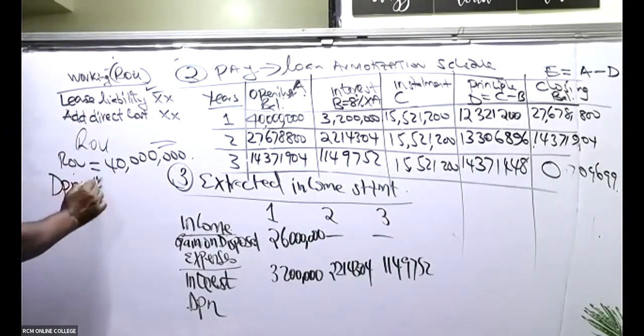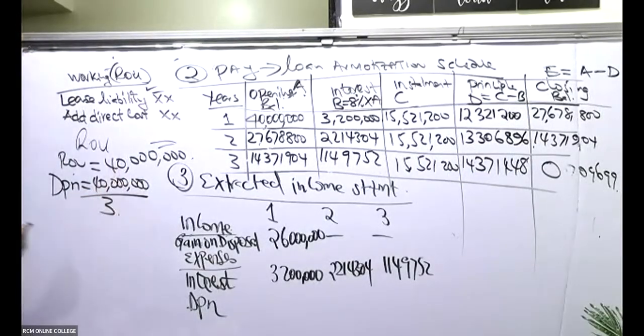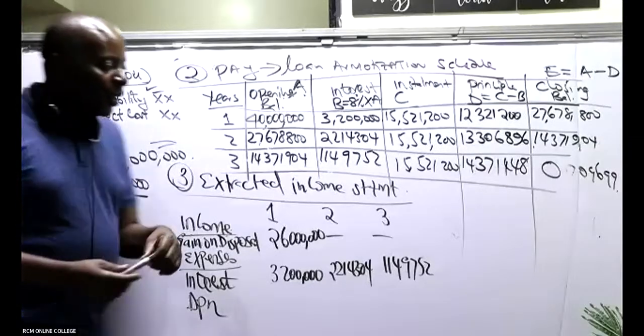So depreciation here will be 40 million, and we divide this by 3 years. Is there somebody who can give me this depreciation per annum? And this is what I'm going to book here.